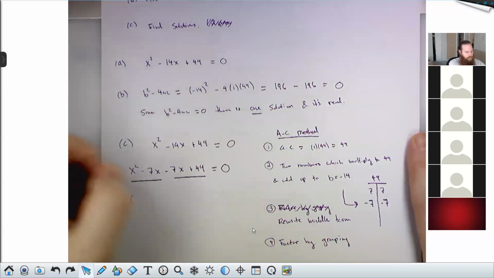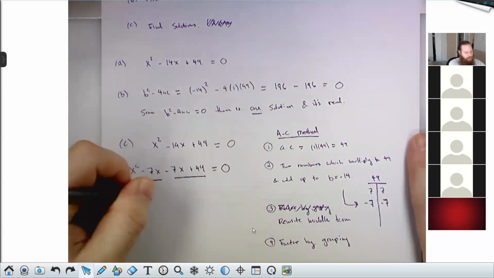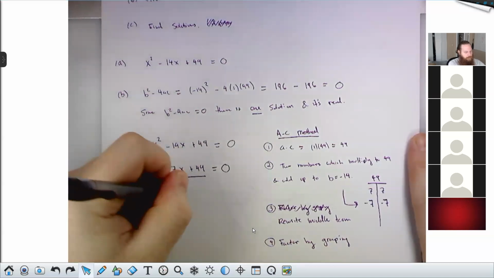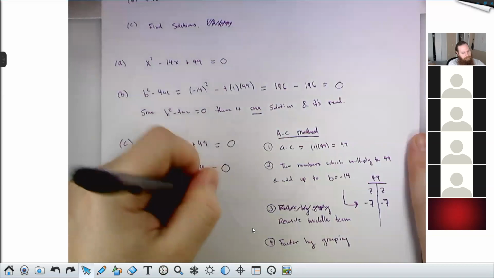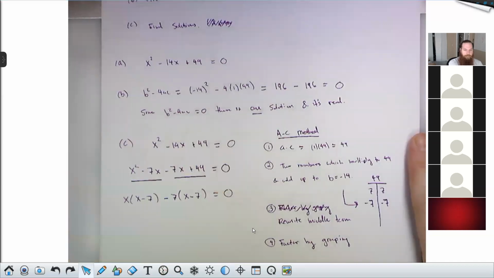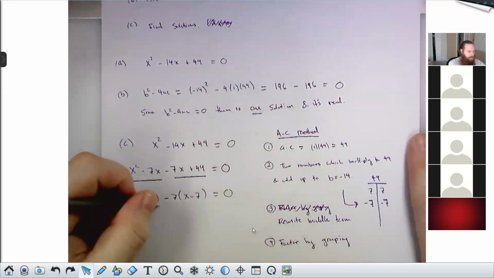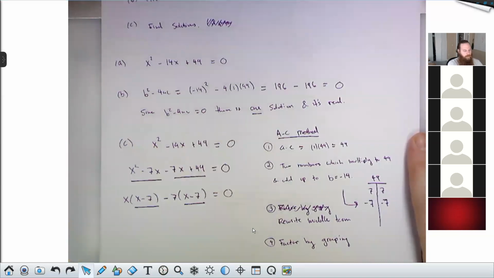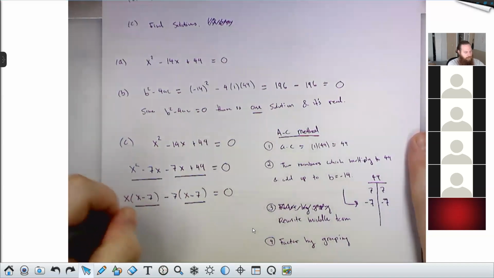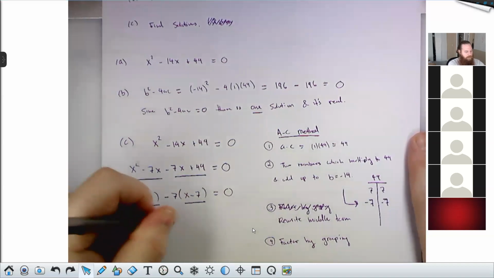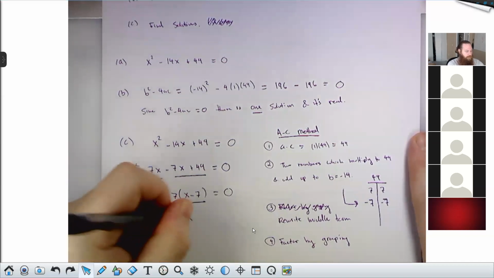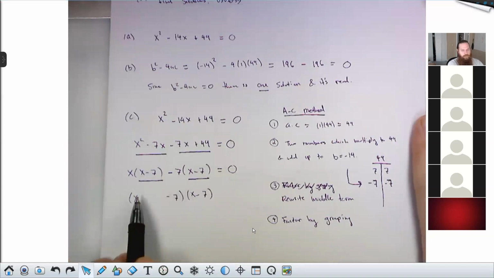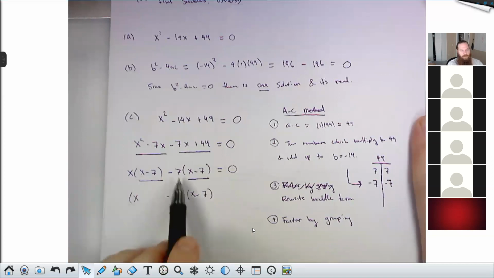From the first group, I can pull out an x, and what's left is x minus 7. From the second group, I can pull out a -7, and what's left is x minus 7. Now there is a common factor of x minus 7 in both of these terms, which I can factor out on the right, and what's left is x minus 7 times x minus 7. I write it like this the first few times I do this to try and help you guys see where each one of these terms is coming from.